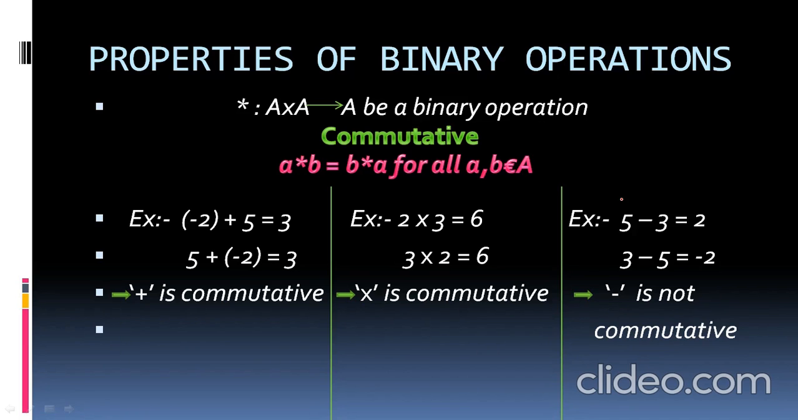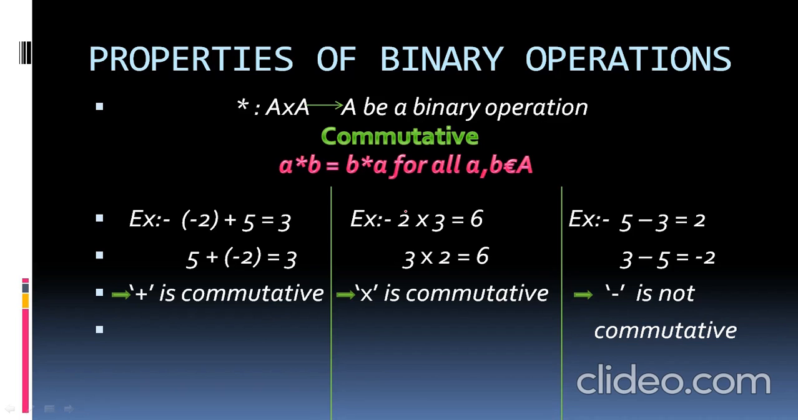Now consider subtraction. Here the order matters. If we subtract 3 from 5, we get the result 2. But if we change the order, that is we subtract 5 from 3, we get the result minus 2. Here the results are different. So we can say subtraction is not commutative. So what is the commutative property? The commutative property means that if we change the order of the elements, the result should be same.